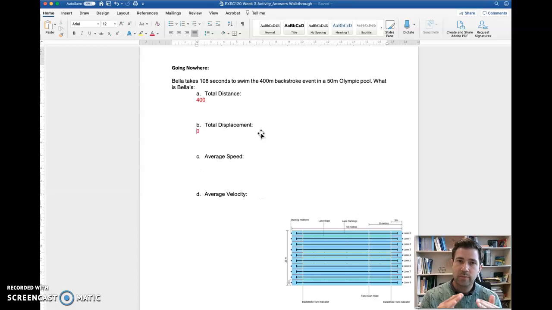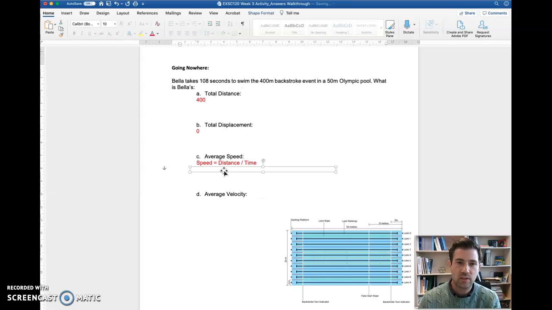So if speed is based on distance and velocity is based on displacement, then the calculation for speed should be fairly straightforward. It's the distance divided by time, or more accurately, change in distance divided by change in time. In this case, the change in distance and change in time is fairly easy because we have the 400 and we have the 108, so we're just taking those from zero, really, in terms of the change, and we get an average speed of 3.7 meters per second.